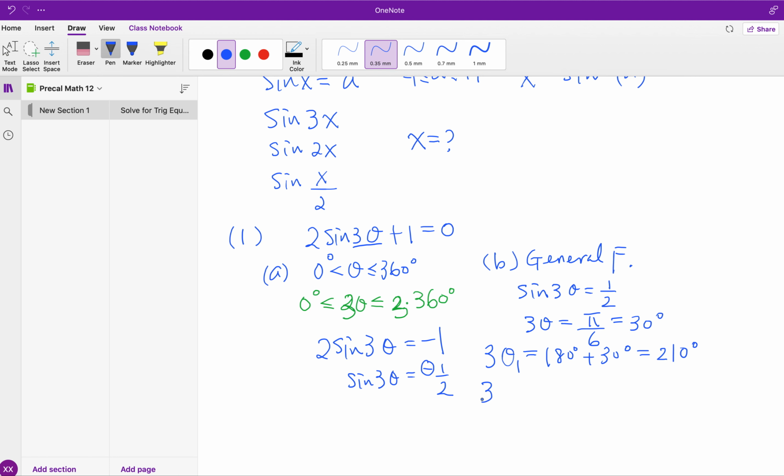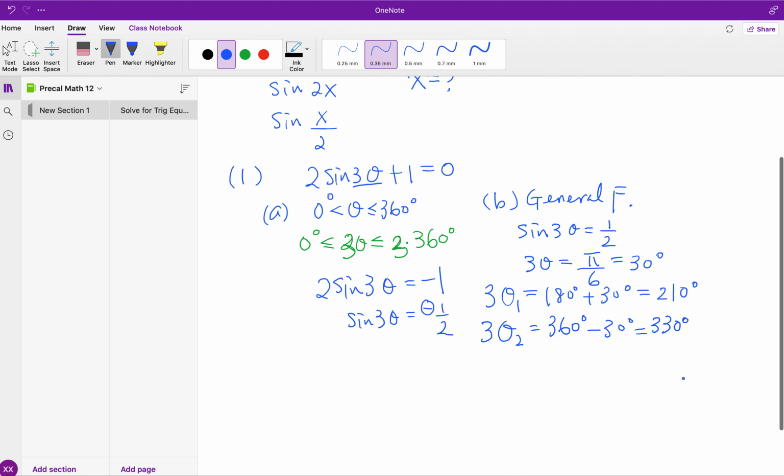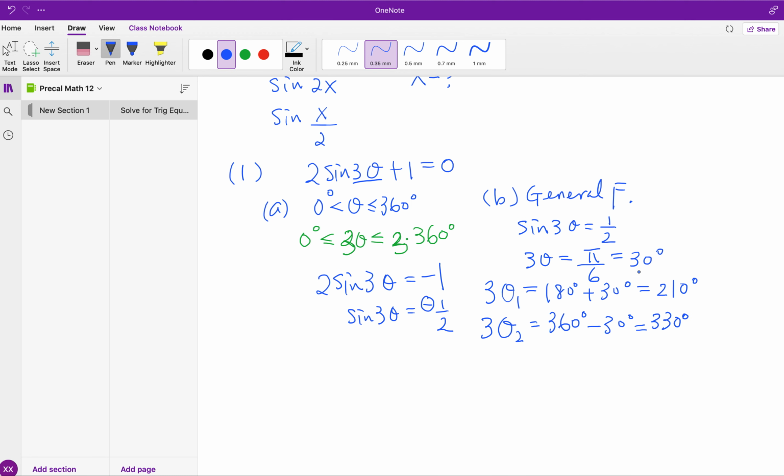So that turned out to be 210 degrees. Now the other one, 3 theta 2, will be 360 degrees subtract 30 degrees. So in this case, that will be 330 degrees. All right, so now you see that I have these two for 3 theta. However, the 3 theta is in 3 of the 2 pi ranges, and so far this is only within one 2 pi range.